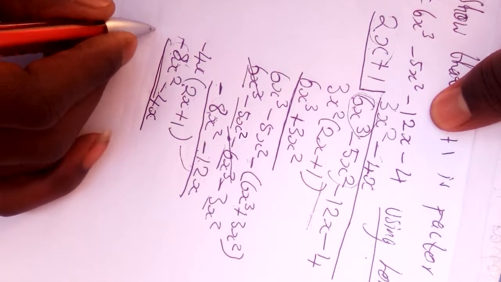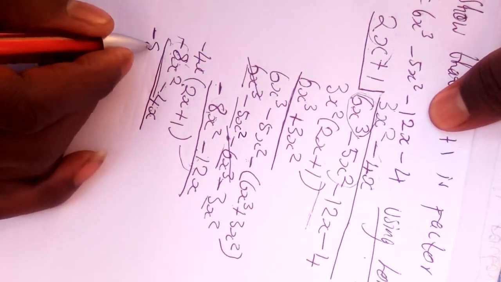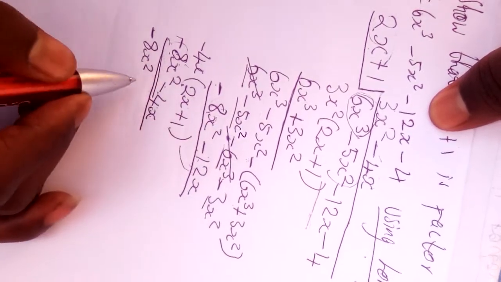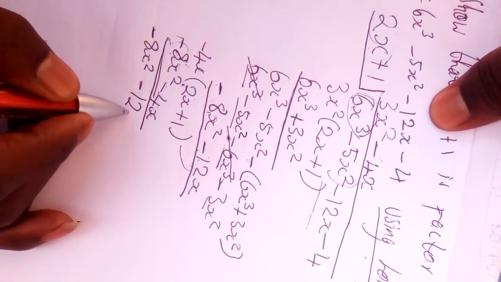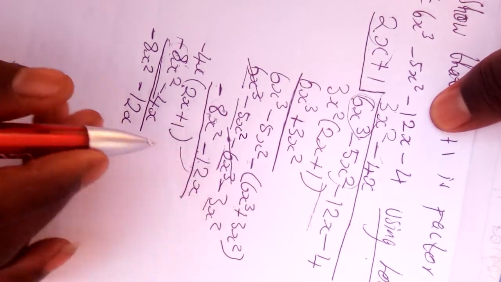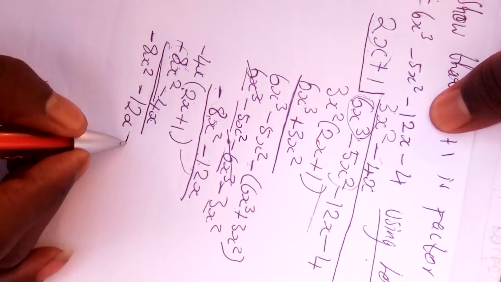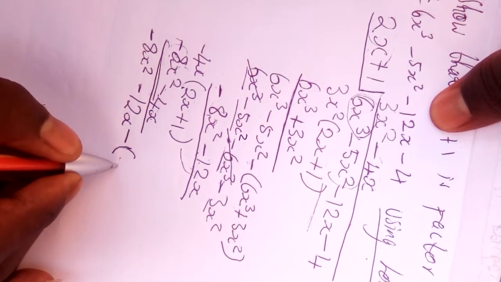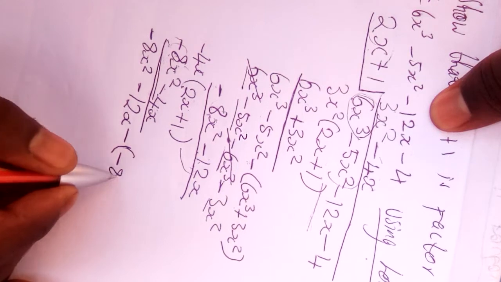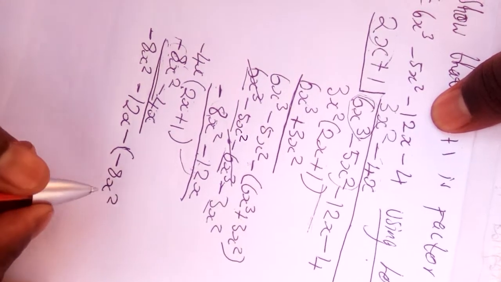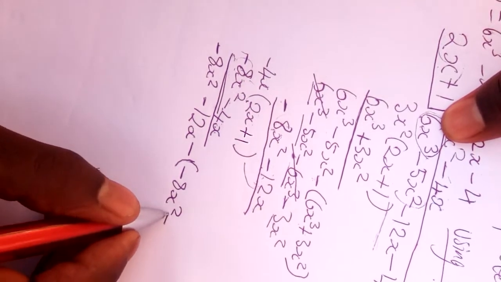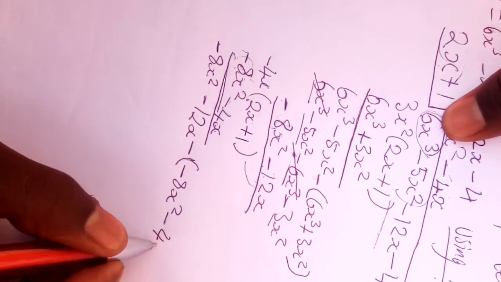So we are going to say we have 8x squared, which is this one, and minus 12x, which is this one, and then minus into negative 8x squared minus 4x.